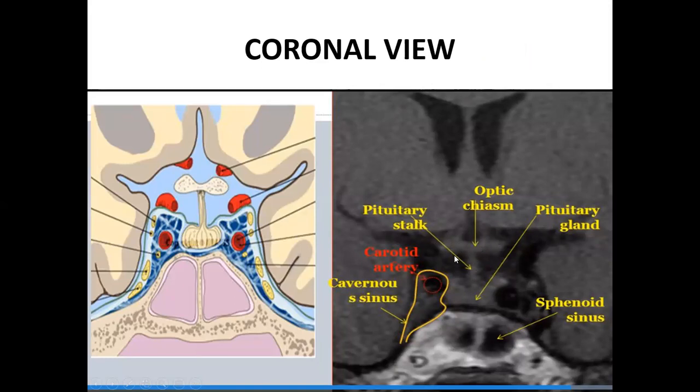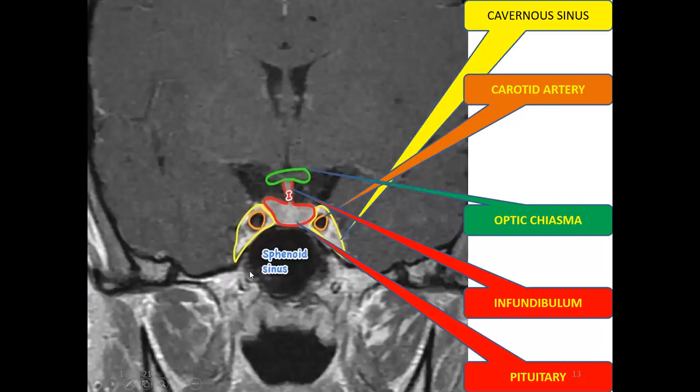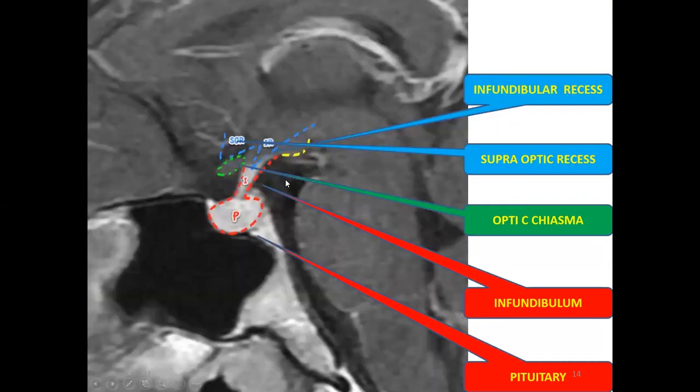You can see the T shape here, you can see the optic chiasm. This is the optic infundibular stalk, or pituitary stalk. This is the pituitary gland, sphenoid sinus. So you can see the T here. This is the cavernous sinus again. This is the internal carotid artery, sphenoid sinus, pituitary gland, infundibulum, and optic chiasm.